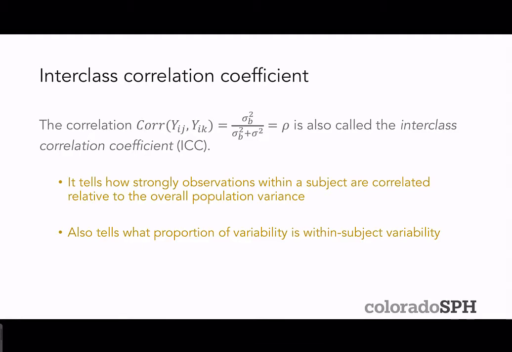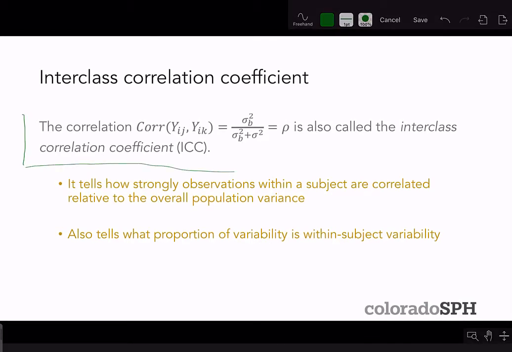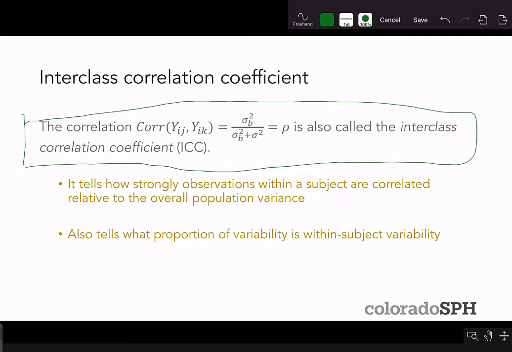So this correlation, this sigma squared b over sigma squared b plus sigma squared, is also called the intra-class correlation coefficient. And it can be useful because it tells you how strongly observations within a subject are correlated relative to the overall population. And it also tells us what proportion of variability is within subject variability. I personally think it can be helpful to visualize this ICC. So I'm just going to give you sort of a toy example here.